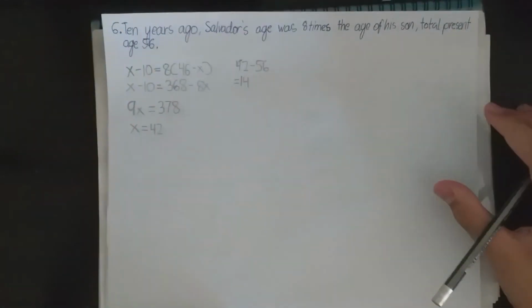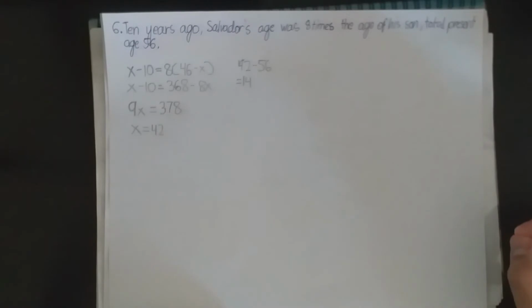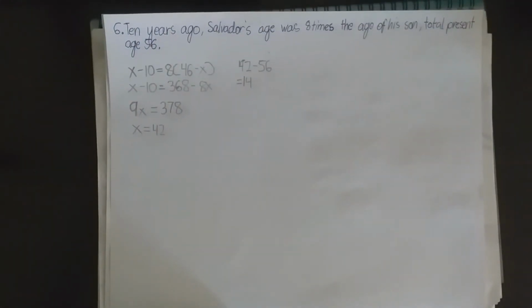So the answer is Mr. Salvador's age is 42 years old and his son is 14 years old. And this is your answer for number 6.